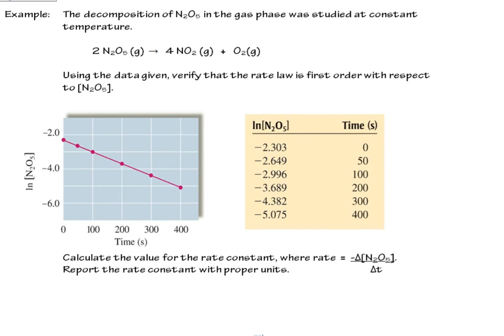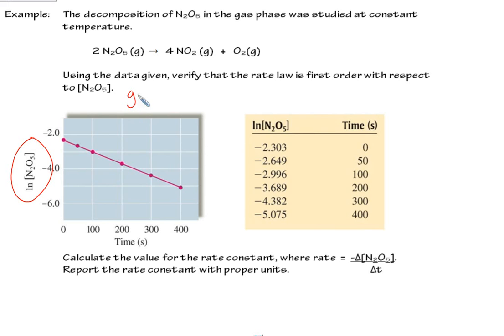Using the data given, verify that the rate law is first order with respect to our reactant, N2O5. Now, often, again, experimentally, we'll try to look for a best fit. We'll change the axes, and we're trying to figure out which option gives us a straight line. In this case, it's right here: natural log versus time. And all we have to do to verify this is first order is say just that.